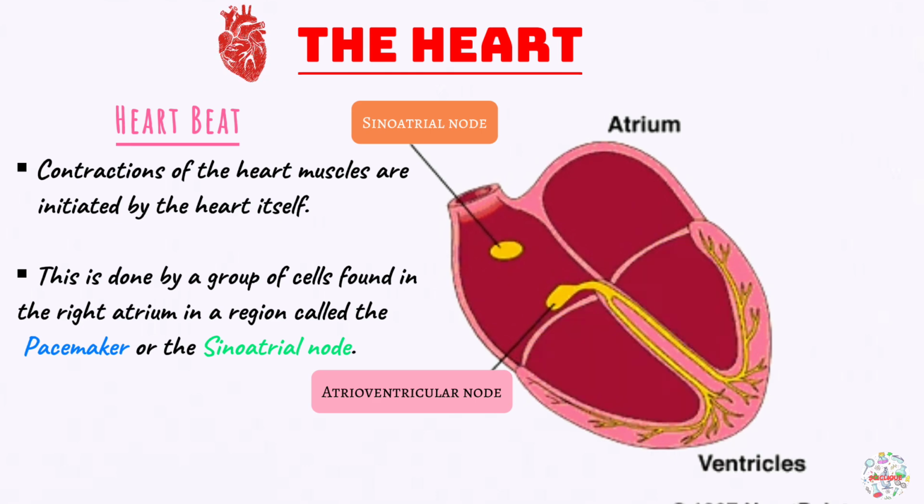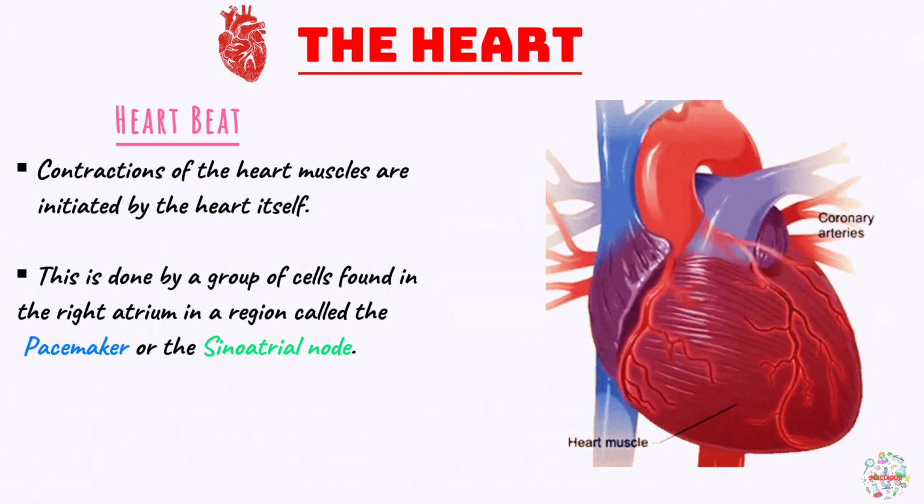So let's start. We are starting at the sinoatrial node, also known as the pacemaker. We then move to the atrium and then to the atrioventricular node that is found on the septum. From there, it moves to the Purkinje tissue, which is then spread out throughout the heart. And this, ladies and gentlemen, is the amazing structure of the heart.